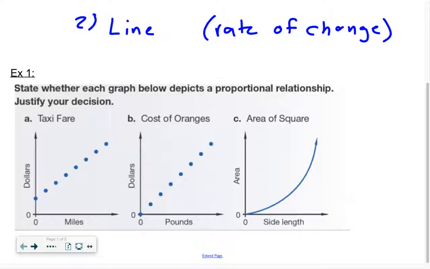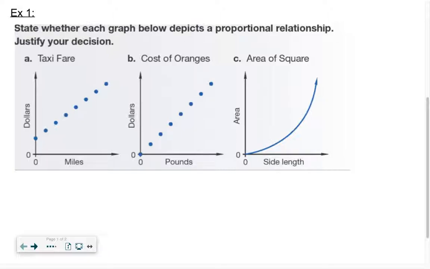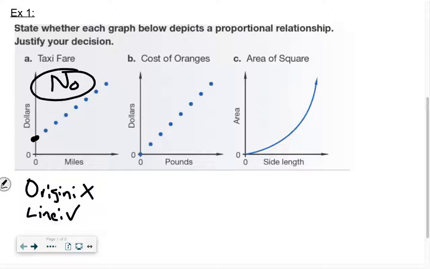So for example number one, they want us to state whether each graph below depicts a proportional relationship, and then we need to justify our answer. So let's go ahead and take a look at graph A. As we look at the taxi fare representation here, we can see that the points are aligning into a straight line. But the problem is that we have this one point up here on the y-axis that does not go through the origin. It looks like it's off of it a little bit. So it does satisfy the fact that it forms a line, but it does not go through the origin. Therefore, no, this is not a proportional relationship. We only had one of the two requirements.